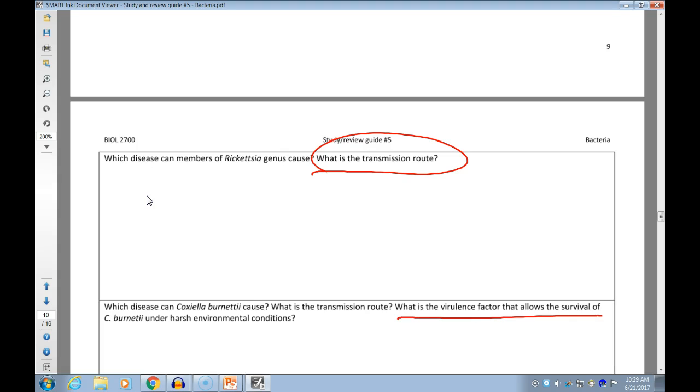Virulence factor that allows survival in harsh environmental conditions means endospore. There you go.